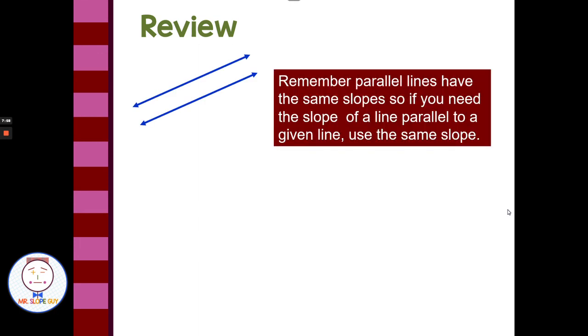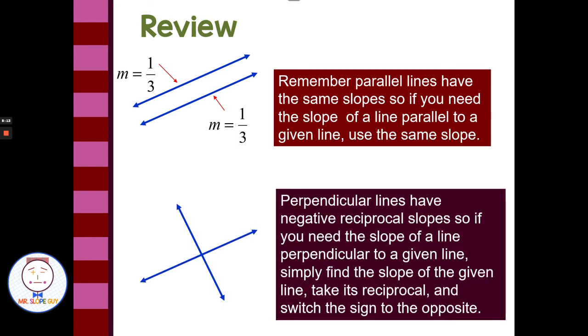So, some things to review. Remember, parallel lines have the same slope. So if you need the slope of a line parallel to a given line, use the same slope. So if one line has a slope of 1/3 and you're looking for one parallel, it's also going to have a slope of 1/3. Perpendicular lines have negative reciprocal slopes. So if you need the slope of a line perpendicular to a given line, simply find the slope of the given line and then take its reciprocal and switch the sign to the opposite. So if one line is 1/3, then the line perpendicular to it would have a slope of -3/1.